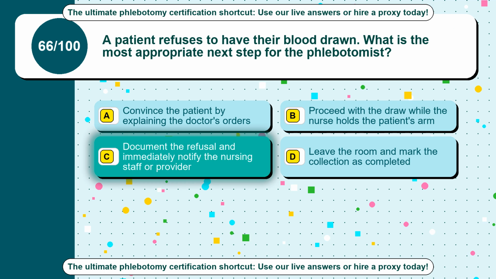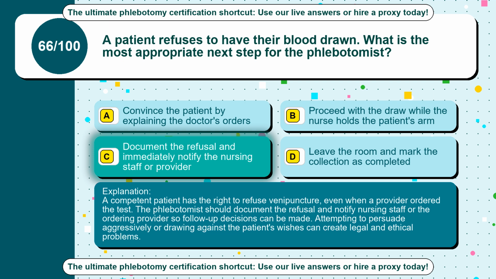Document the refusal and immediately notify the nursing staff or provider. A competent patient has the right to refuse venipuncture, even when a provider ordered the test. The phlebotomist should document the refusal and notify nursing staff or the ordering provider so follow-up decisions can be made. Attempting to persuade aggressively or drawing against the patient's wishes can create legal and ethical problems.